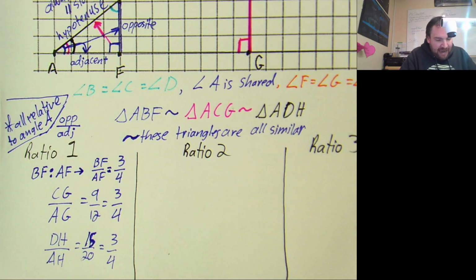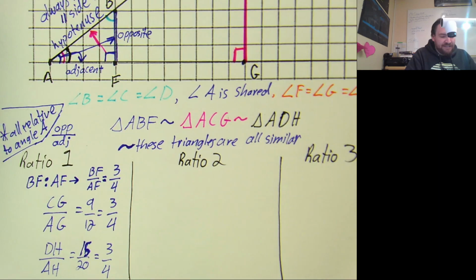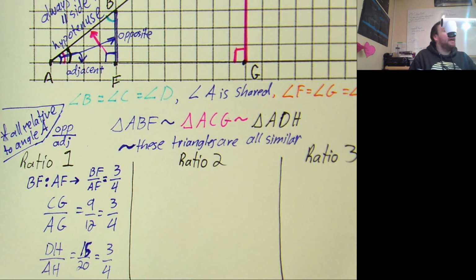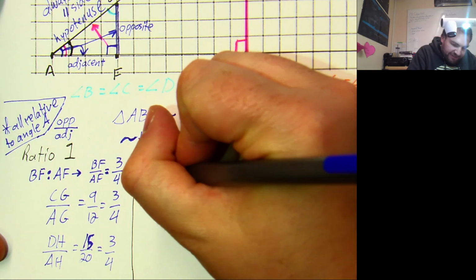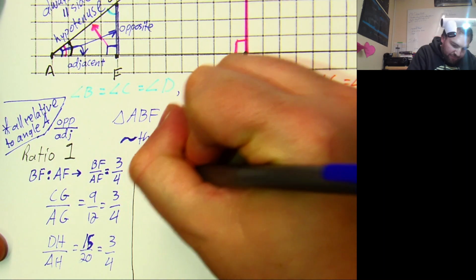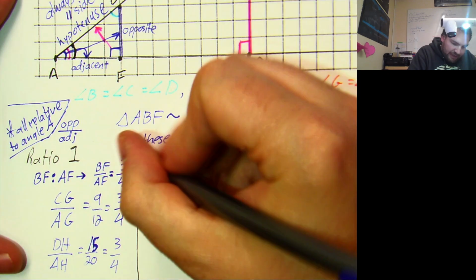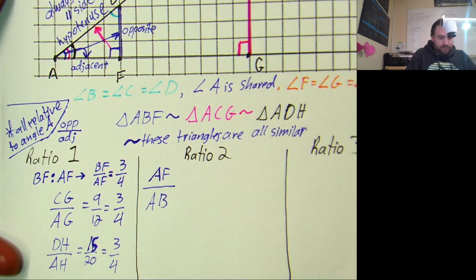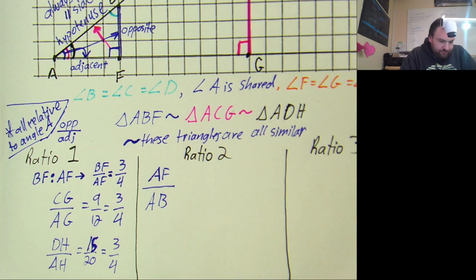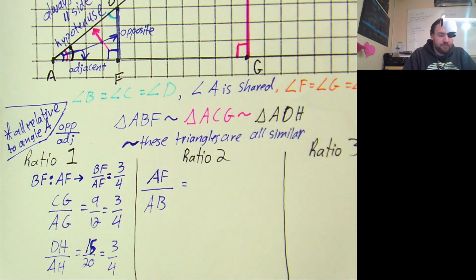Now, instead of looking at BF and AF, we're going to look at sides AF and AB. So let's look at side AF over AB. How long? What is that ratio?